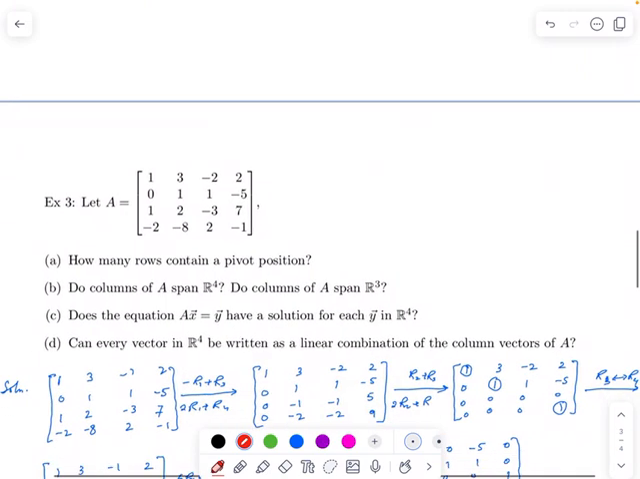Okay, one more example. Let A be this given matrix. Then we have a bunch of questions here. How many rows contain a pivot position? Do columns of A span R4? Do columns of A span R3? Does the equation Ax is equal to y have a solution for each y in R4? And can every vector in R4 be written as a linear combination of columns of A?